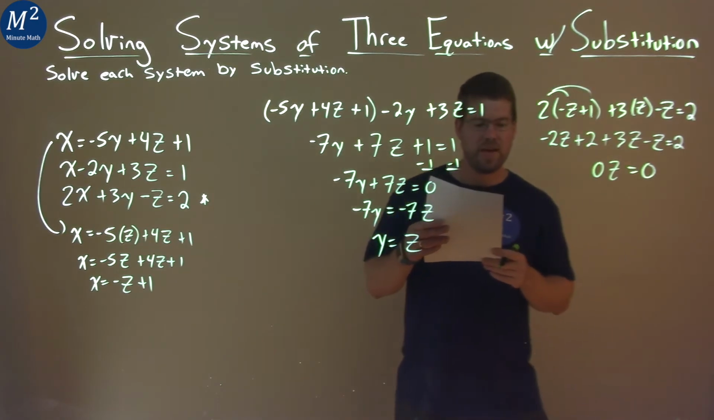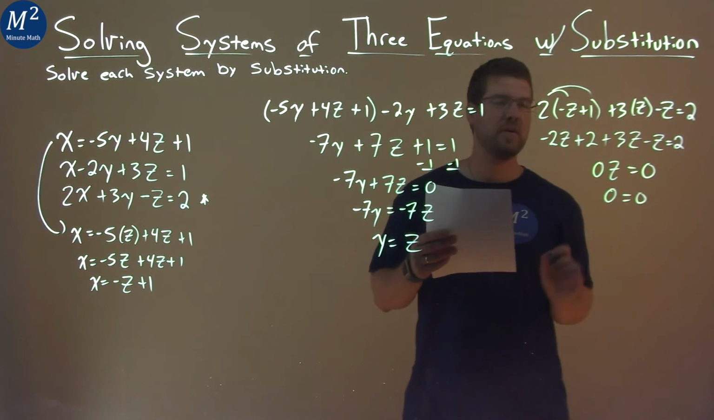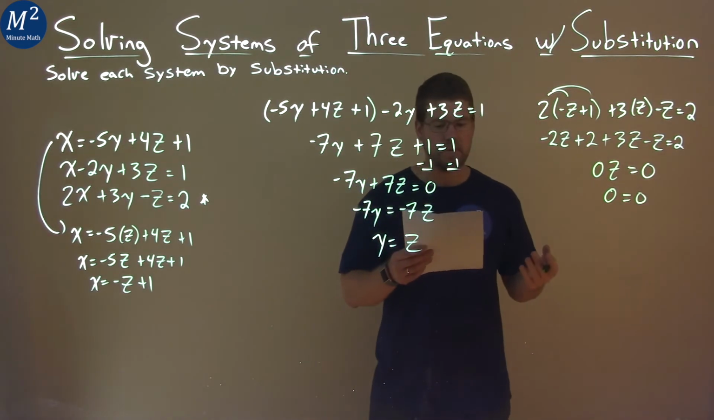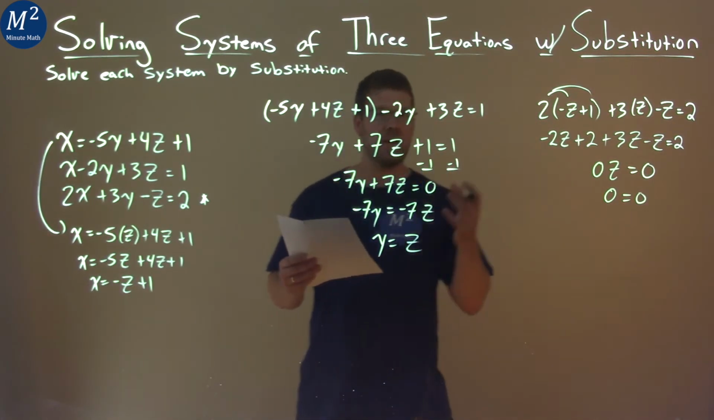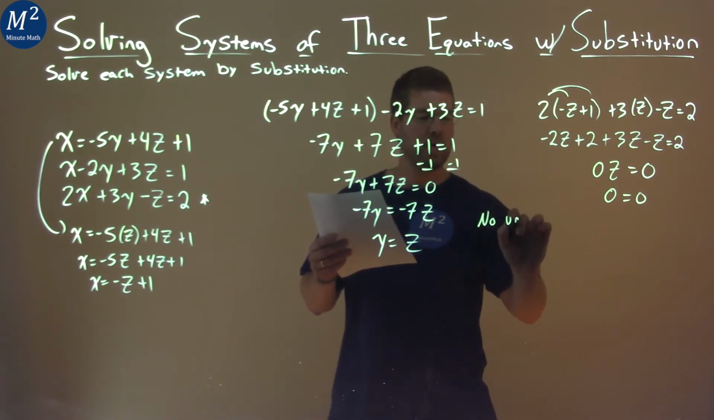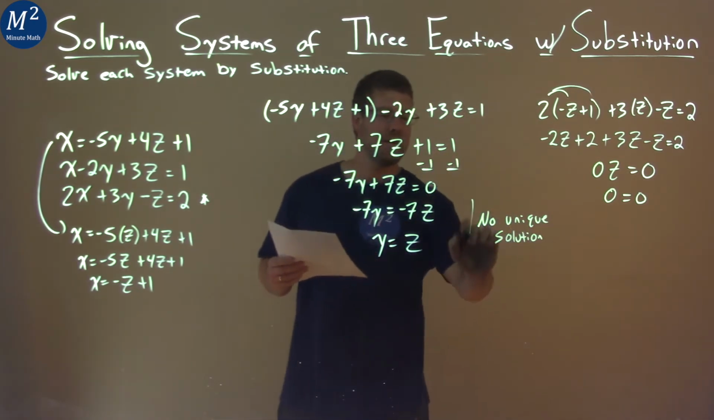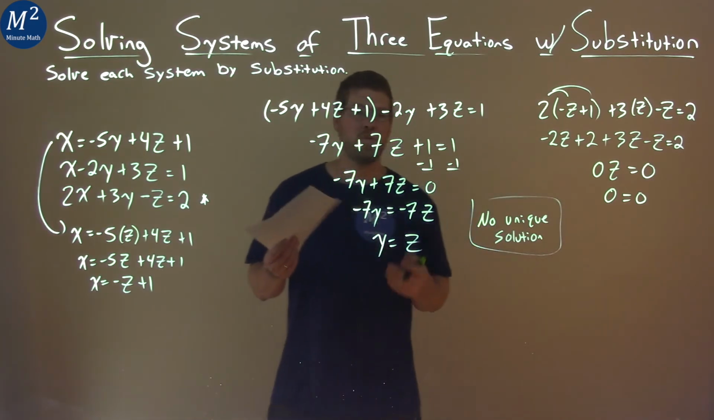So now I have 0z equals 0 and 0 equals 0. Something happened here. And what that's telling us is that there is not one unique solution for this. So we have no unique solution for this system of equations. And that is it. That is our final answer.